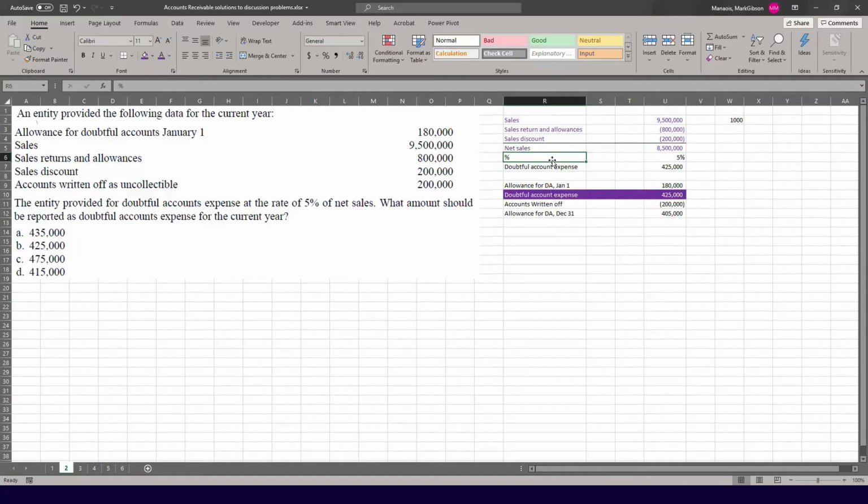So the percentage of doubtful account is 5%. So, yun yung given. No? So, ngayon, pwede na tayo mag-compute. So, the total doubtful account expense would be 425,000. So, that's 8.5 million multiplied by 5%. So, that's the answer.